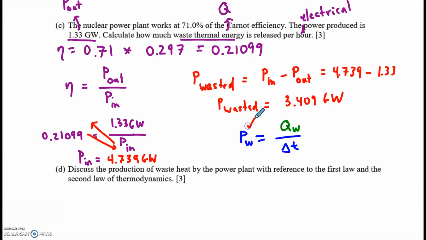We know this value, it's the 3.409 times 10 to the 9. The time, we know the time, it's 1 hour, which of course is 60 times 60 seconds. Make sure you plug in with seconds, and make sure you convert the giga, get rid of the giga. This is 3.409 times 10 to the 9. And then you just calculate the unknown.